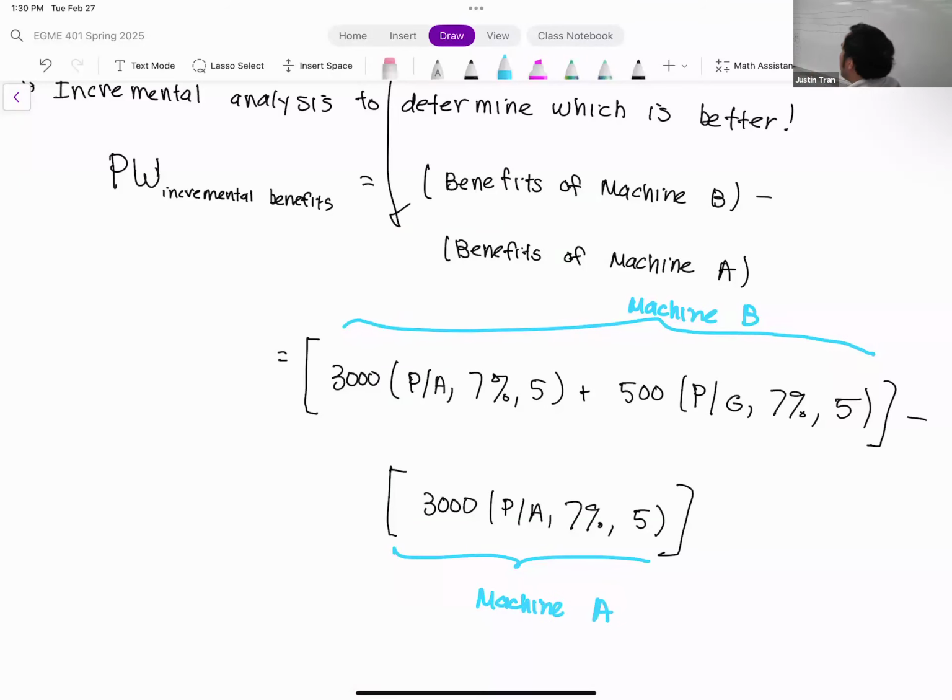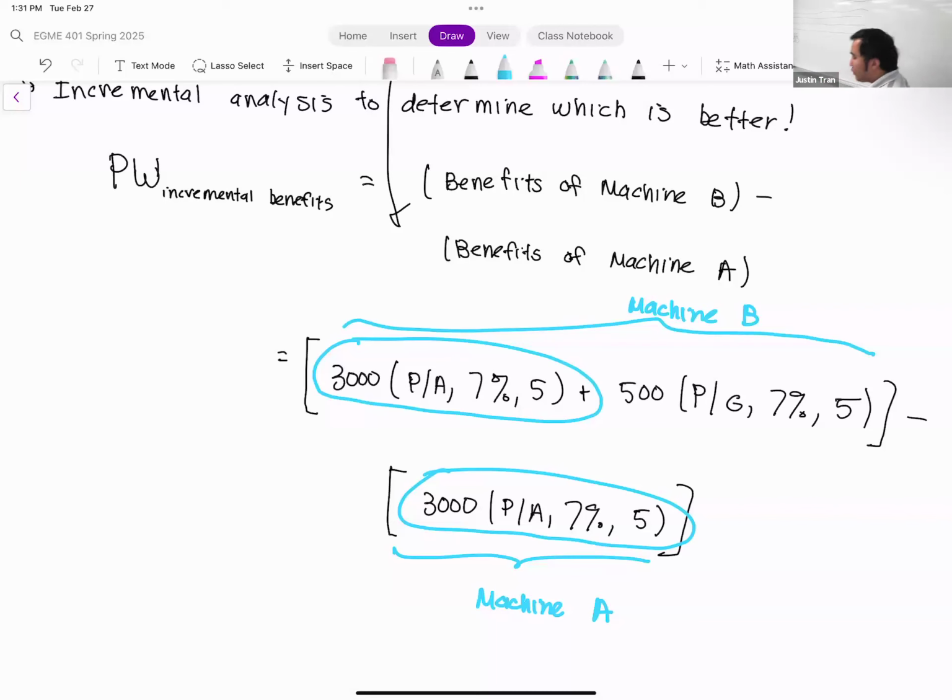Okay. Benefits of machine B minus benefits of machine A. We're ignoring the cost now. The cost we're going to take care of in a second. Before we plug in any conversion factors here, we can see that we have an identical term in the first set of brackets and the second set, right? Both machine B and machine A have this 3,000 P over A, 7%, 5. And if we're going to subtract them, then these two things are going to cancel out.